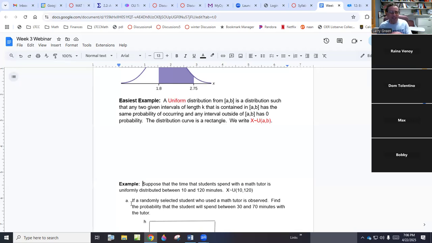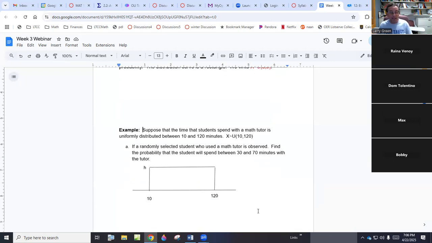Okay, if a randomly selected student who used a math tutor is observed, find the probability the student will spend between 30 and 70 minutes with the tutor. Any questions on the question? Okay, the way we do this is we draw a picture. Remember, a uniform distribution is a rectangle, and we're going from 10 to 120. So the left-hand side of that rectangle's x value is 10, the right-hand side's 120.